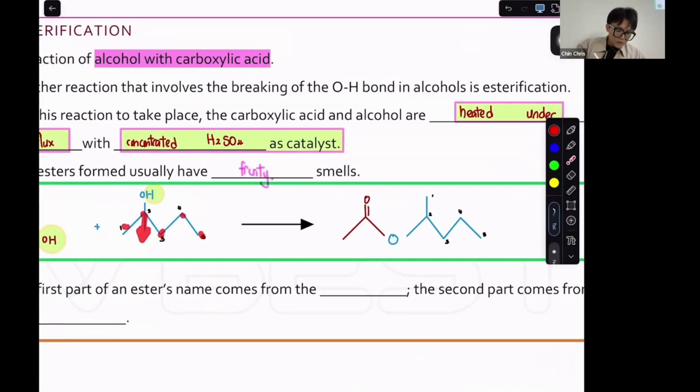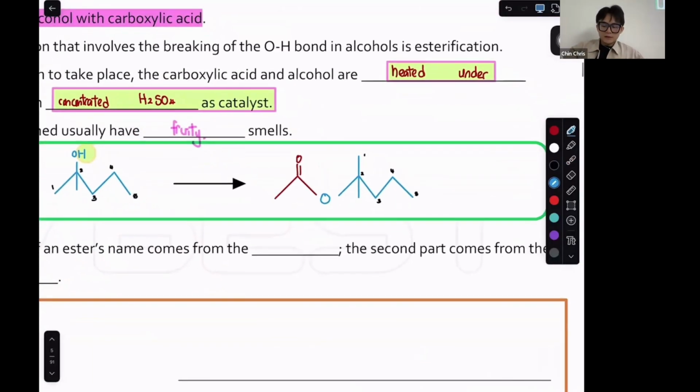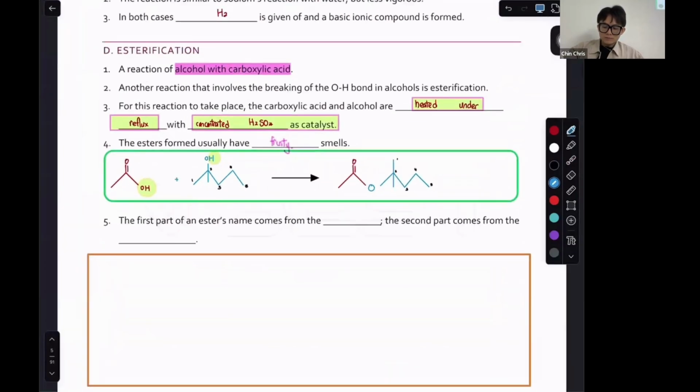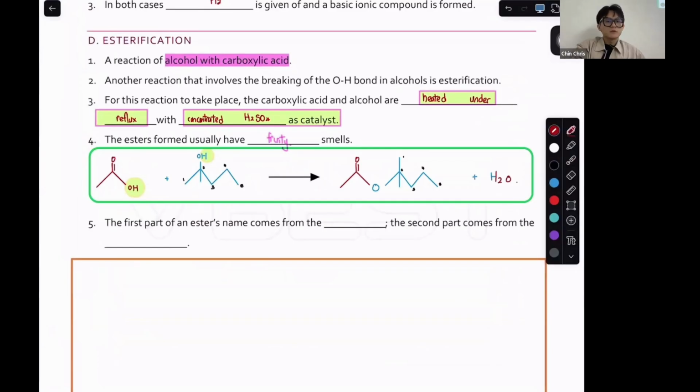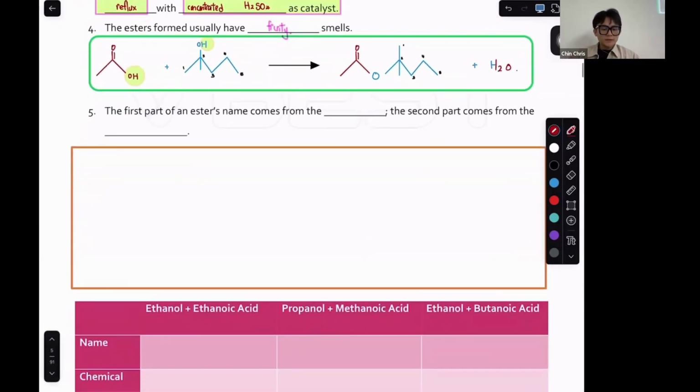There is another link on the second carbon. You have to draw another link on your second carbon. That's it. That is my ester, and the H2O is formed. Understand? Clear? Please write it down. Once done, look at the next part. For ester naming, remember the first part of the name always comes from the alcohol. The second part of the name comes from the carboxylic acid.